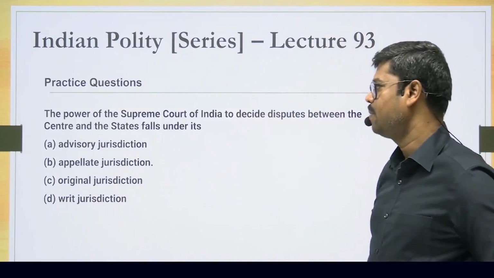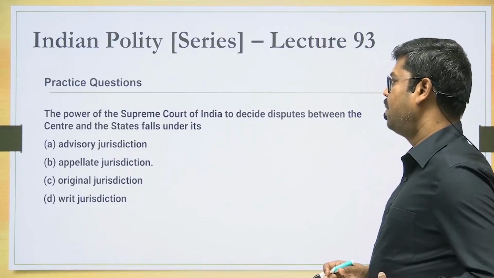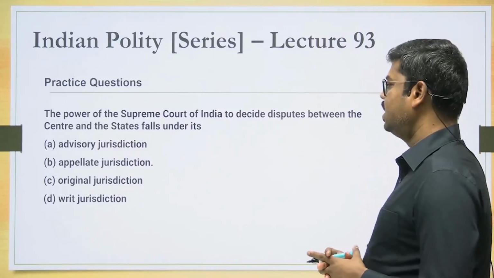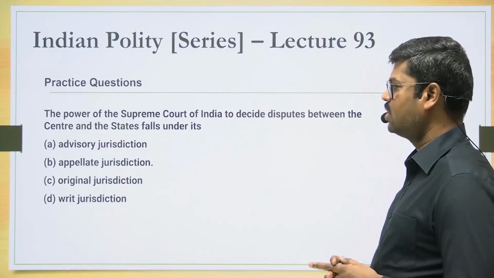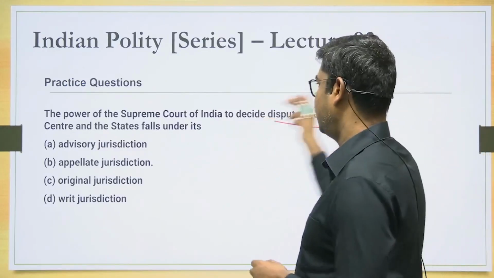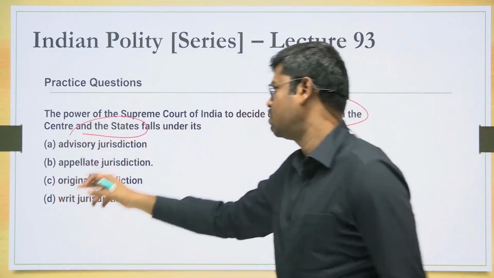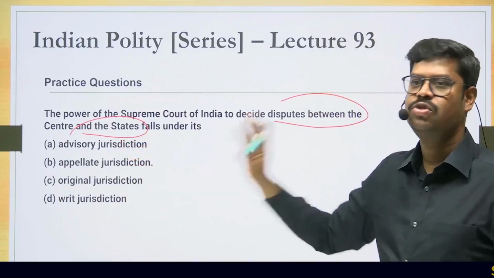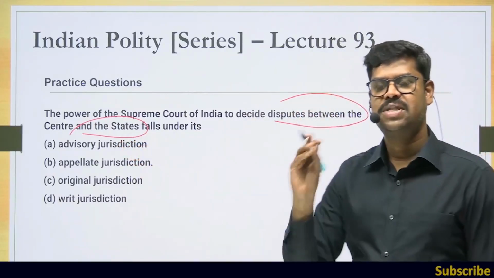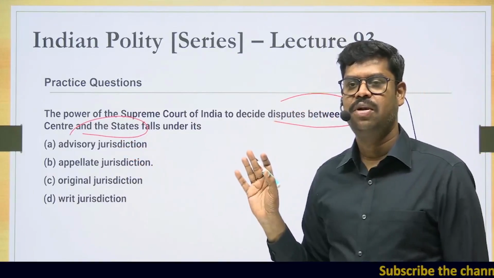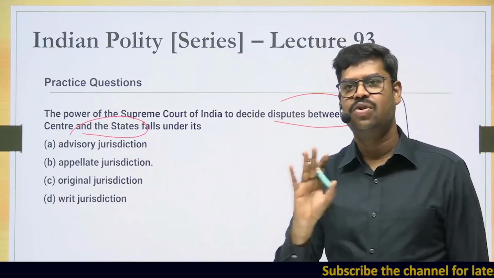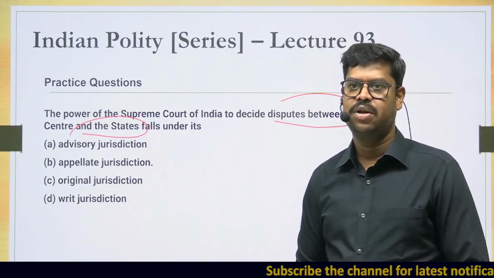So please come here. The power of the Supreme Court of India to decide disputes between the center and the state falls under what? If there is any dispute between the center and the states, it falls under which jurisdiction? Advisory, appellate, original, writ jurisdiction. Very simple question, but such questions are asked in the UPSC examination. If you watch my lecture, it is not very difficult for you to answer this particular question.